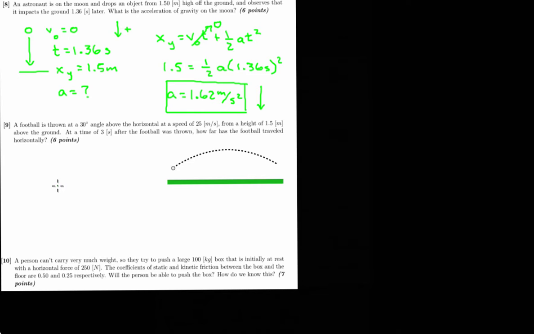A ball is thrown at a 30-degree angle above the horizon at a speed of 25 meters per second. So there's a ball. This is 25 meters per second. This problem is significantly more difficult than the other one. Well, you gotta get components, right? So 30 degrees. Oh, and it has some initial height, 1.5 meters.